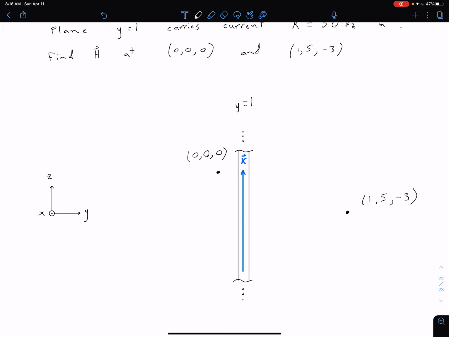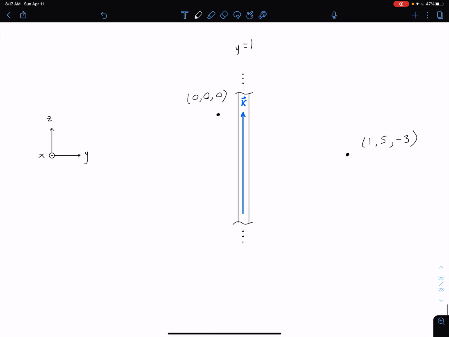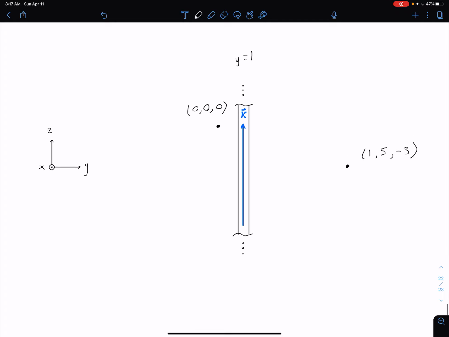As we saw with our equation, we should only expect to see a difference in the magnetic field if we're on a different side of the sheet. Otherwise, everything should be the same. So let's go ahead and work through using that equation and verify that's true. Let's start by looking at our origin, (0, 0, 0), which we see is on the left side of the sheet.